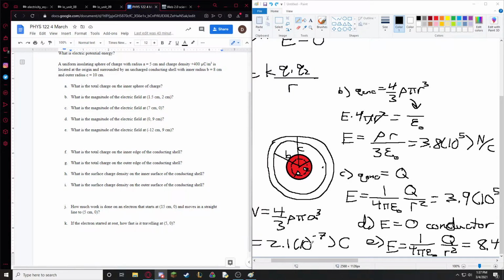All right. So we want to find our total charge on our inner and outer edges of our conducting shell, and then also find our charge densities. So what's going to be the total charge on our inner edge of our conducting shell, and how do we find it?